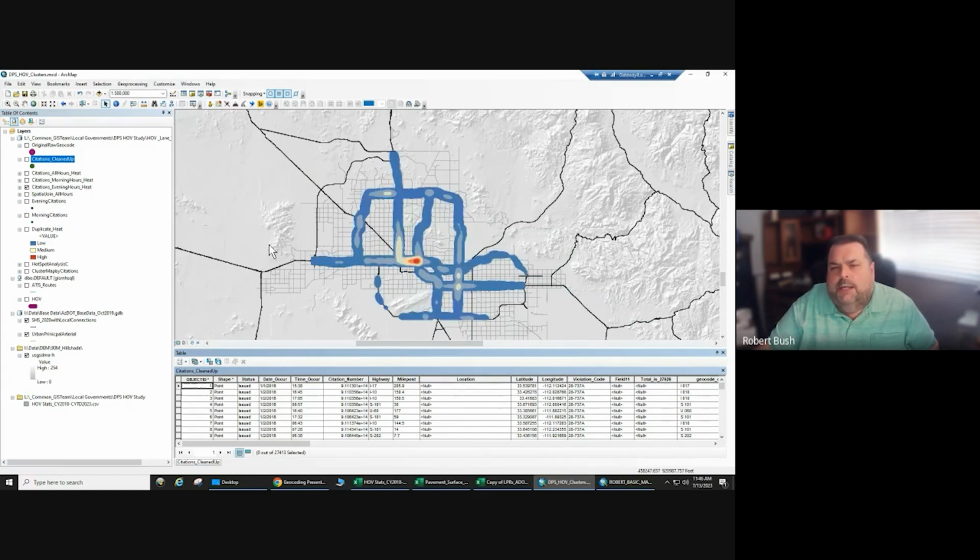No real hot spots except the I-10 right between the 51 and 17, and then a little bit of the 17 just north of I-10. For the most part, everywhere else wasn't too bad. Now, there's still thousands of tickets being issued, but there was no real hot spot.